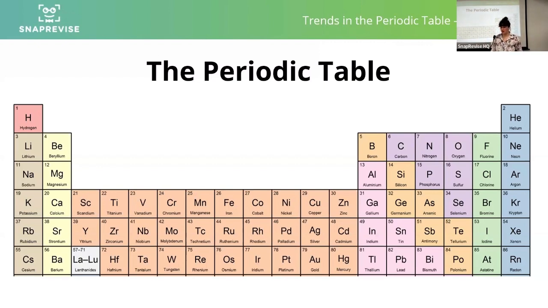So I really would recommend creating yourself a big poster with a periodic table in the middle and linking everything to it if you can. That's what I would do, or something like that.